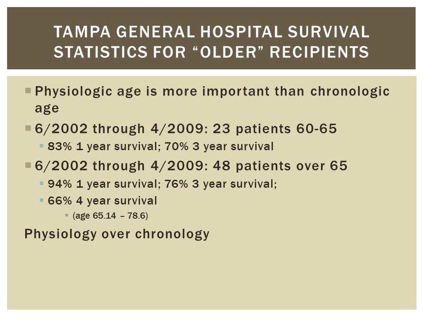Between June of 2002 and April of 2009, we transplanted 23 patients between 60 and 65 years of age. We had an 83% one-year survival and a 70% three-year survival. Between June of 2002 and May of 2009, we transplanted 48 patients over 65 years of age with a 94% one-year survival, a 76% three-year survival, and a 66% four-year survival. These data are better than or equal to any transplant program in the country, even using patients whose age is beyond the normal accepted 65 cutoff.